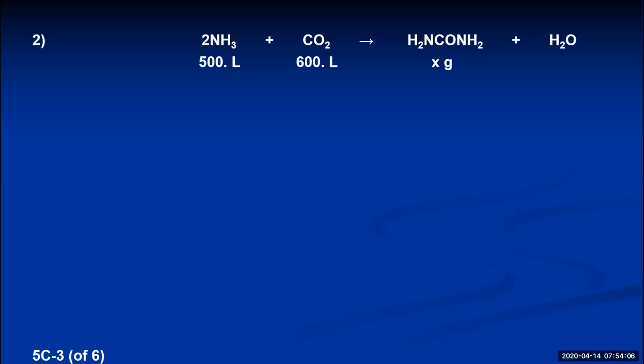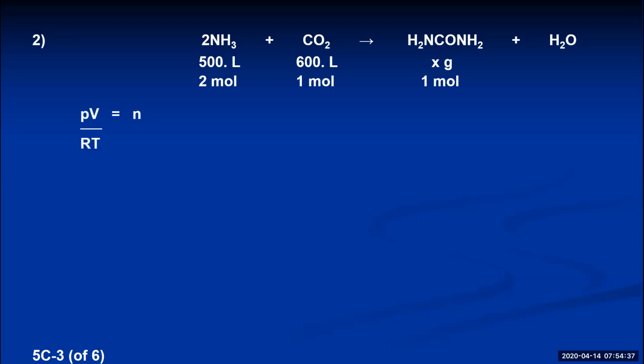So we're going to have to do an ICF table for this and calculate which of the 2 reactants are actually used up. The initial, change, and final table is based on moles, so I'm going to convert the 500 liters of ammonia into moles, the 600 liters of carbon dioxide into moles, and then create the ICF table, where the important relationship is going to be the coefficients in the balanced equation. 2 moles of ammonia react with 1 mole of carbon dioxide to produce 1 mole of urea.